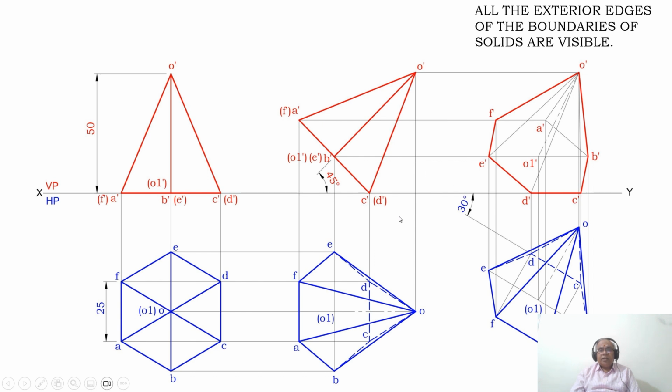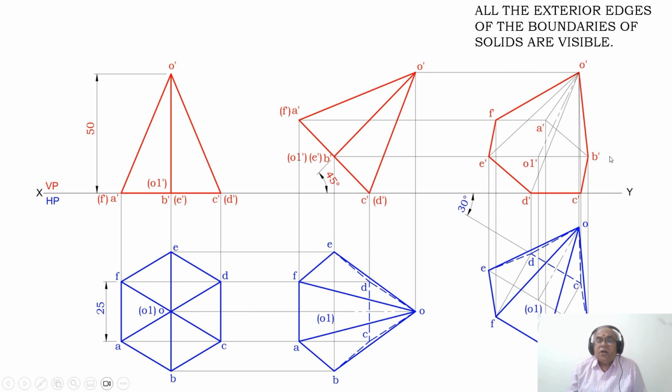Similarly, you draw a horizontal projector from both A dash and F dash to the third position front view, and draw a vertical projector from both A and F. These two lines will intersect at these points. You mark that point as A dash and this point as F dash, and draw a vertical projector from O to the front view and a horizontal projector from O1 dash. These two lines will intersect at this point. You mark that point as O dash.